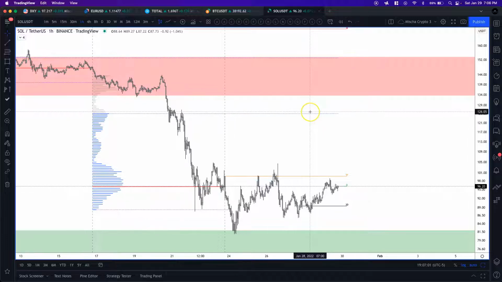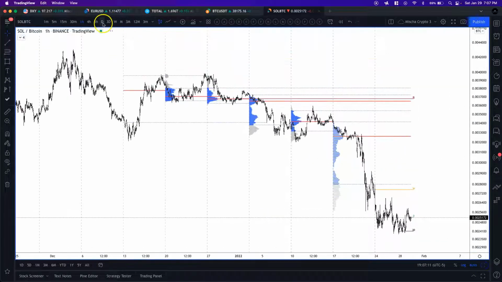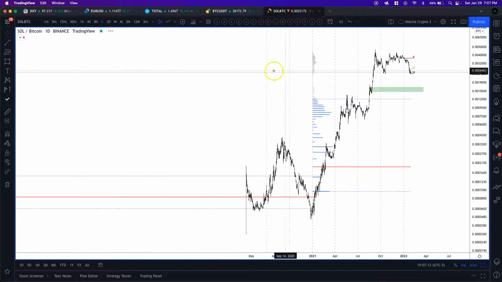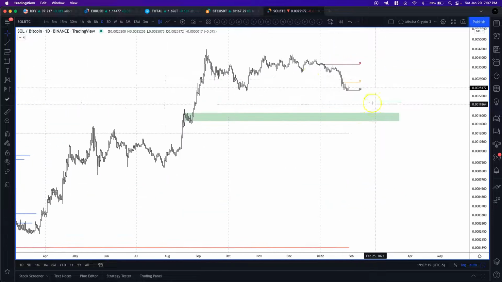Now, I also promised you guys that I was going to show you why Solana has been underperforming Bitcoin. So let's go ahead and take a look at the SOLBTC chart, which is right here. You guys will see I'm looking at the same exact things here. I'm looking at my volume profile, and this is the yearly value area high right here for SOLBTC. You guys will notice that we opened above last year's value area high, which is a good thing.